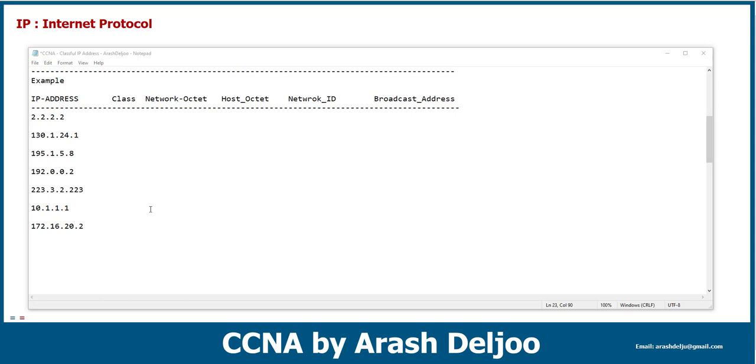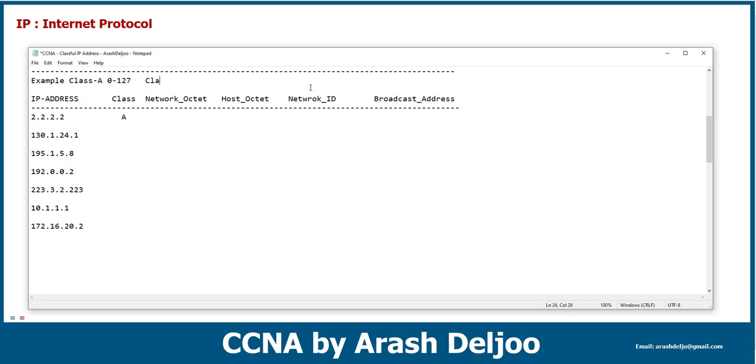Look at here. In this example, we have 7 IP addresses, and we need to find the classes of these IP addresses. After that, the network octet, host octet, okay, and the network ID, and finally the broadcast address. Let me solve this scenario. First, quad 2. Quad 2 is residing in class A. You know it. Why? Because 2 is between 0 to 127. Let me write here class A. Okay, this is class A, 0 to 127.